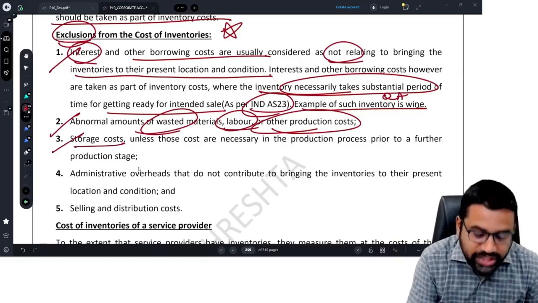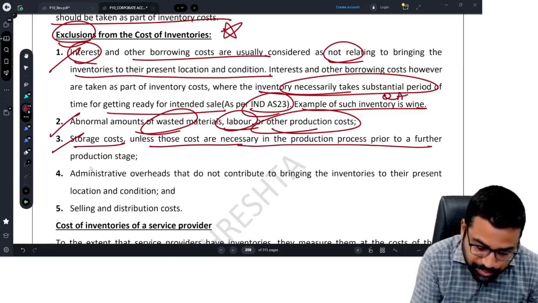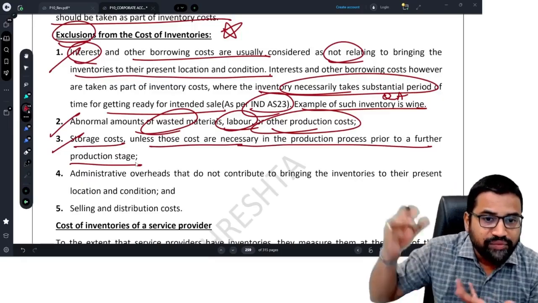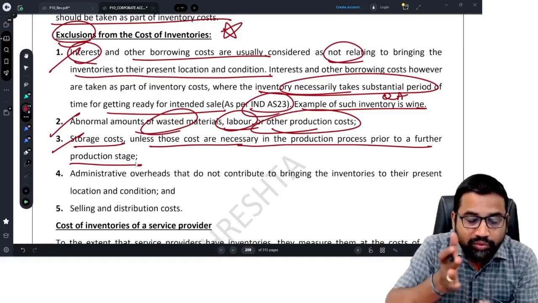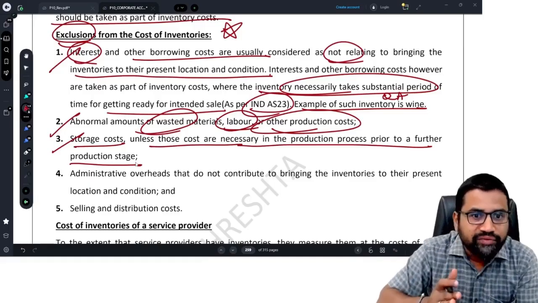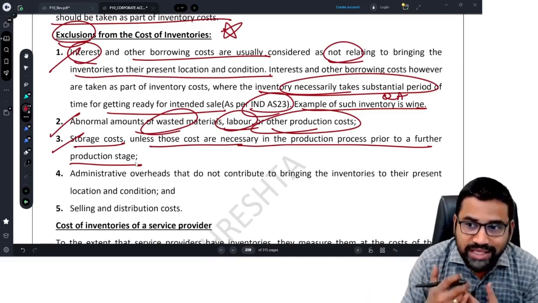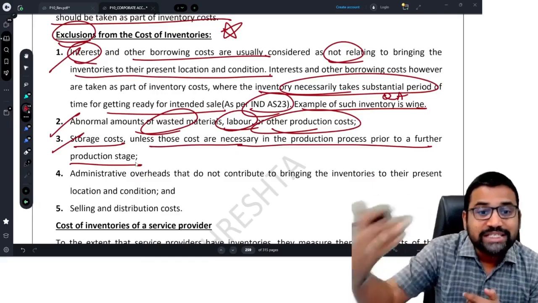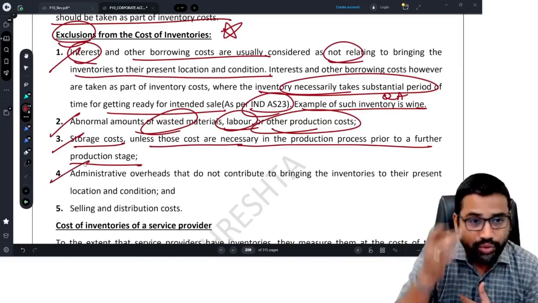And also any storage cost, unless those costs are necessary in the production process prior to a further production stage. Now storage cost, suppose I will keep my inventory in the godown, is that storage cost also included? No, generally no, because once the production is over, till that point of time only we will add. Suppose I keep the material in the godown, is it necessary to bring the inventory to its present location and condition? No, therefore it should not be included. But of course, if the storage is necessary for further processing, then it can be included. And administration overheads.